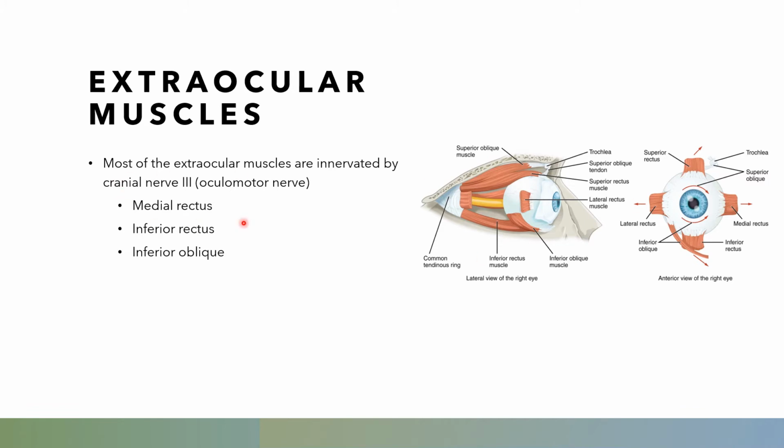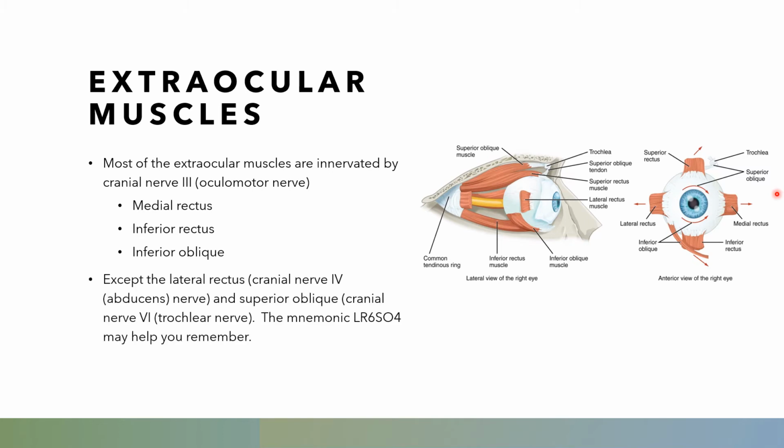It innervates the medial rectus, which causes your eyes to look towards the midline. You have your inferior rectus, which points the eyes down, so it allows you to look down. You have your inferior oblique, which kind of causes the eyes to look down and in. However, the lateral rectus and the superior oblique are not innervated by the oculomotor nerve.